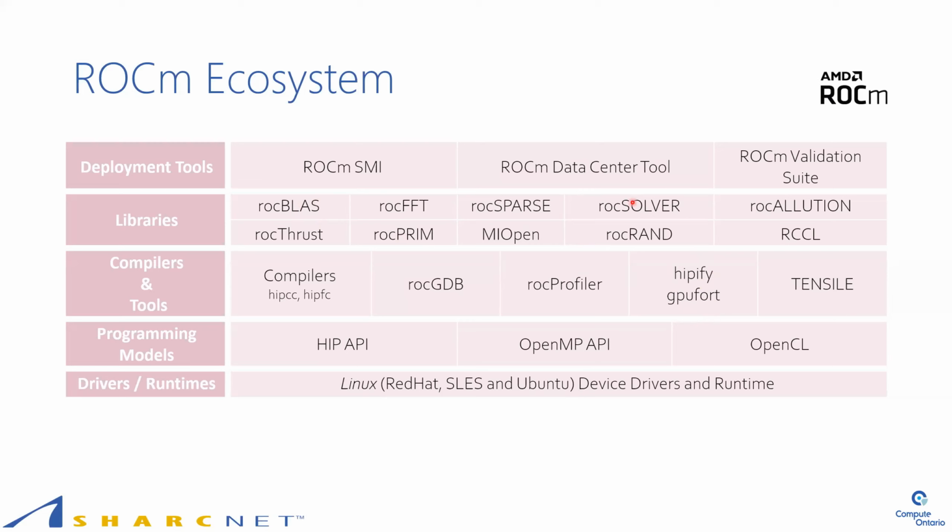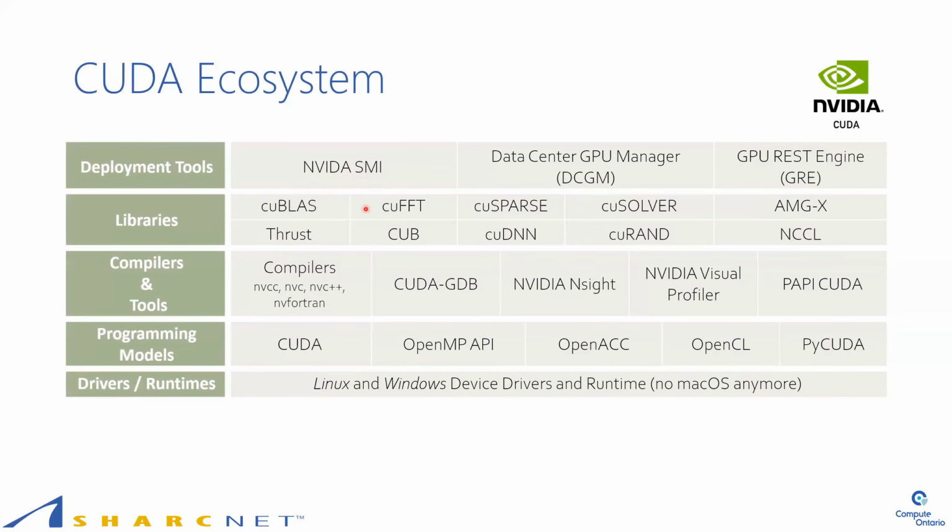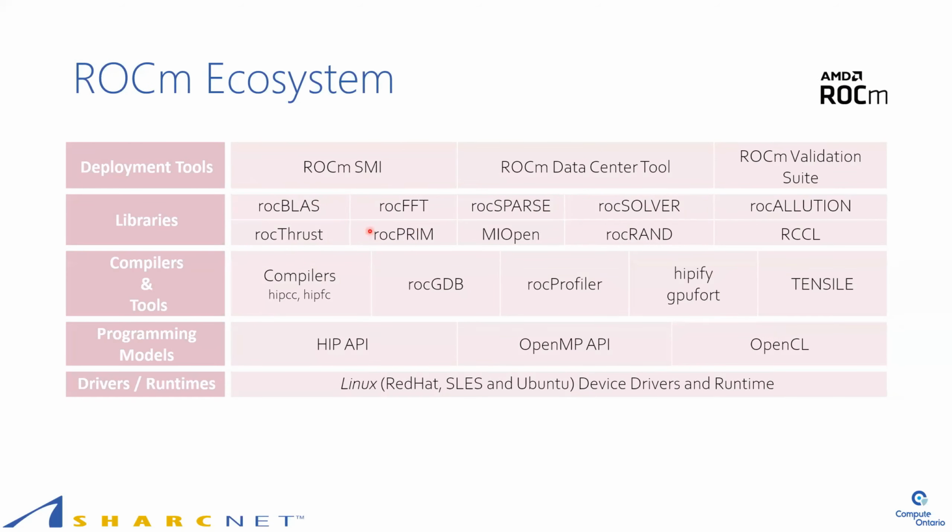And I laid out the corresponding libraries, so you can find the corresponding libraries for each one here in this table for the different ecosystems. And ROCm SMI is a version like NVIDIA SMI, and there is the ROCm Data Center tool, etc.